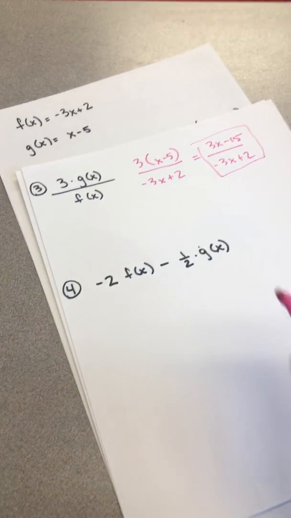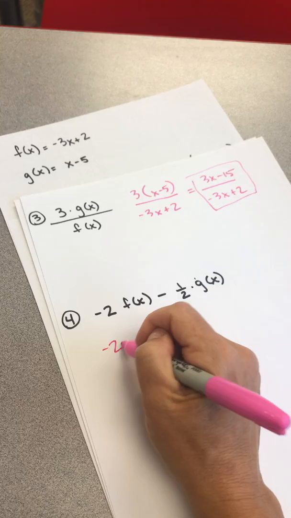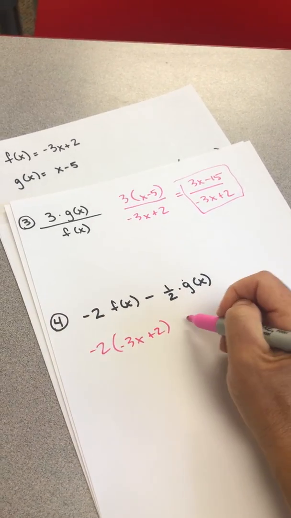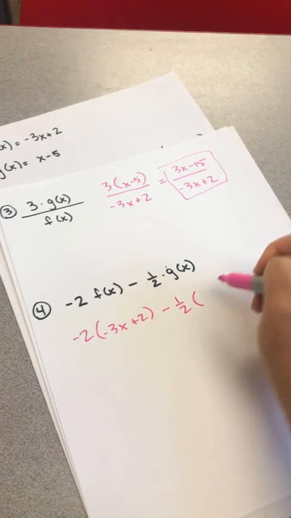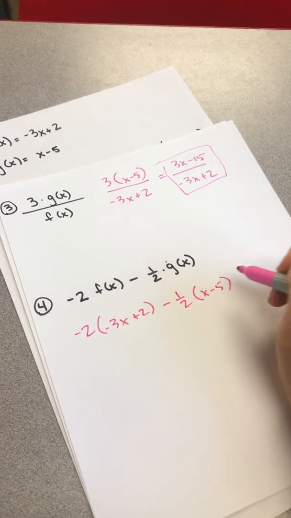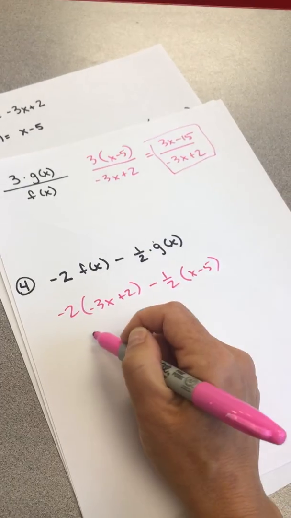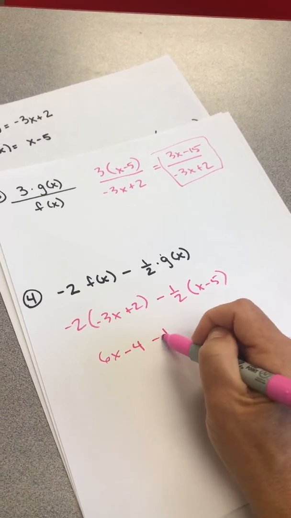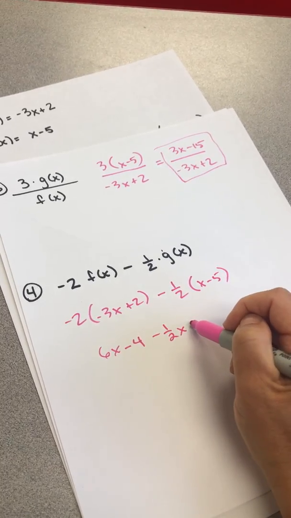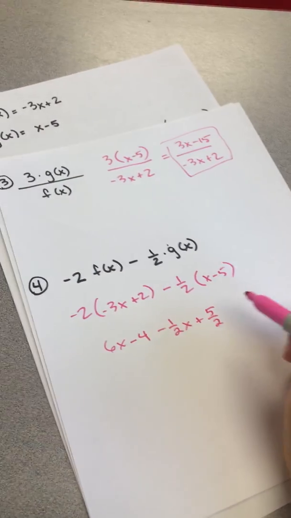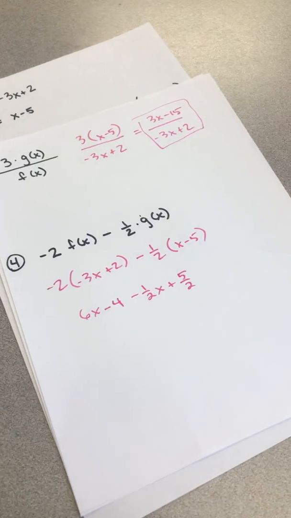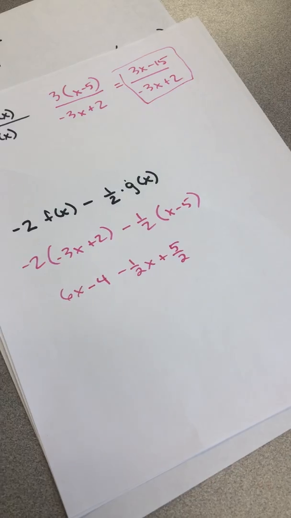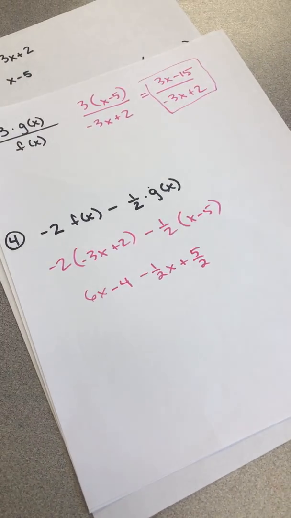In our last example, we have negative 2 times f of x, so negative 2 parentheses, negative 3x plus 2, minus 1/2 parentheses x minus 5. And now we distribute and simplify, so we get 6x minus 4 minus 1/2 x plus 5 over 2. Now a lot of people here, when they see this, they want to multiply through by 2. You cannot do that because this is an expression, not an equation, so please be careful with that.